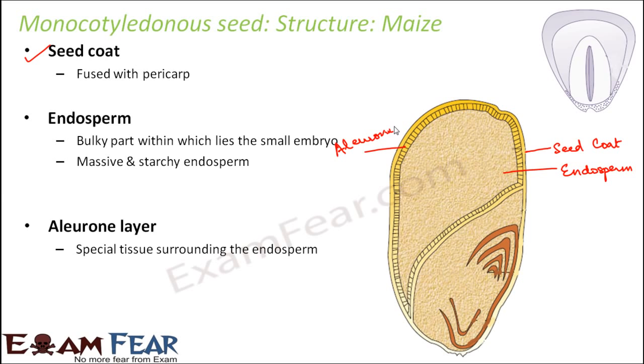Next is the aleurone layer. It is a special tissue surrounding the endosperm. If you see, this is the endosperm, this entire thing, and the tissue which surrounds the endosperm is the aleurone layer. It is made up of cells which contain proteins, and these proteins play a very important role in germination. What is germination? The process when a seed grows into a plant. In that process also, the cells of this layer help.